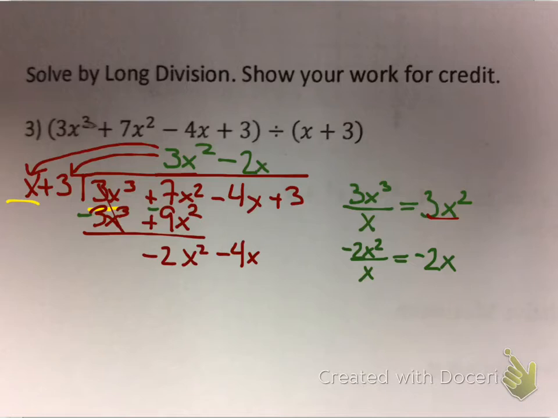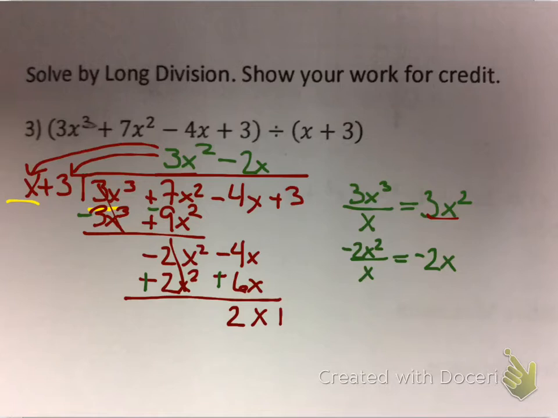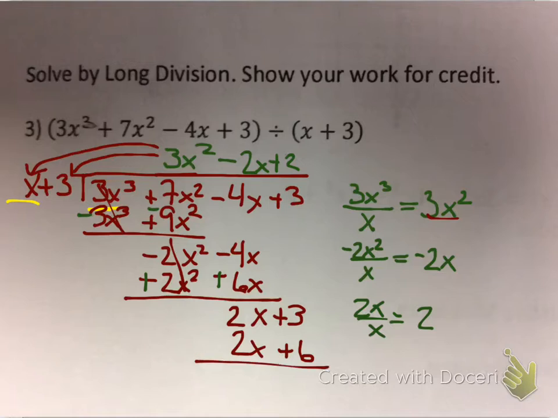So you can kind of see how that number comes in. So now negative 2 times x is negative 2x squared. Negative 2 times 3 is negative 6x. And then again, change the sign. So the first terms cancel out, but negative 4 plus 6 is 2x, plus 3. And now I'm going to divide 2x by x, which would give me 2. 2 times x is 2x. 2 times 3 is 6. And again, change the sign.